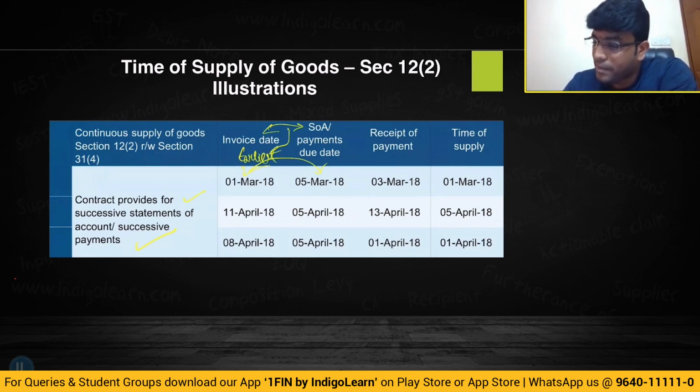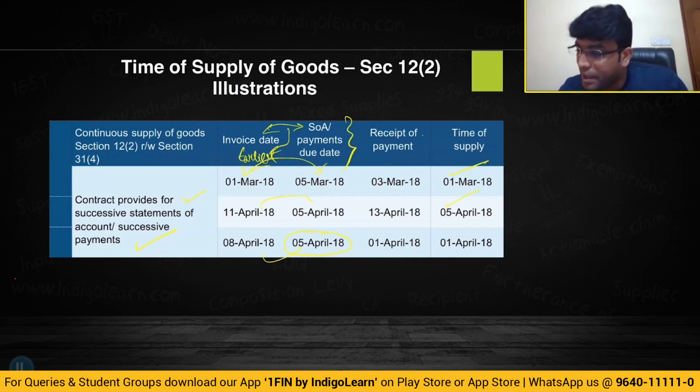So what is the answer then? 1st March, 11th or 5th, 5th, 8th, 15th. But if you observe, one small point I'll tell you here is in this case, the third case is very interesting. Statement of accounts or payment to due date. Payment due date is what? 5th April. But receipt of payment came when? Receipt of payment came on 1st April.